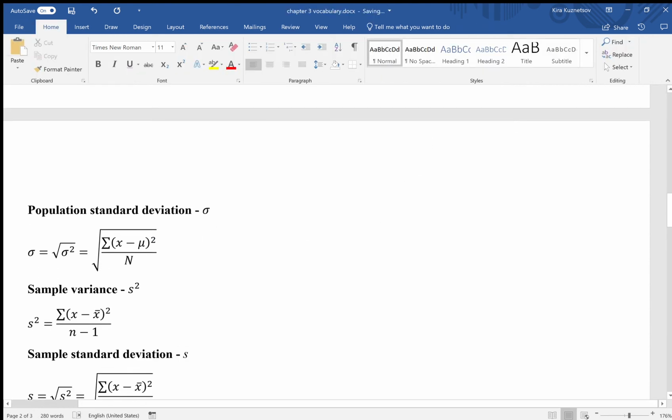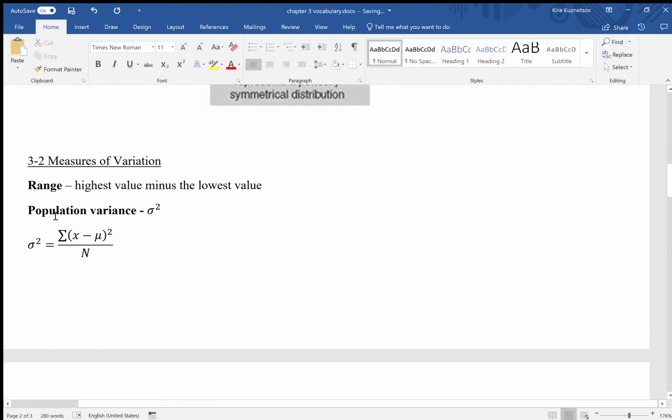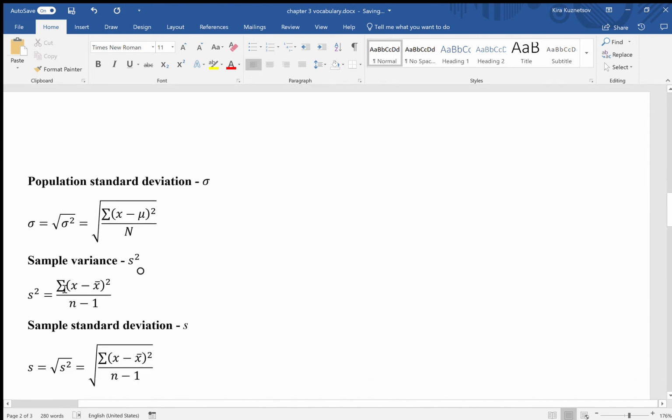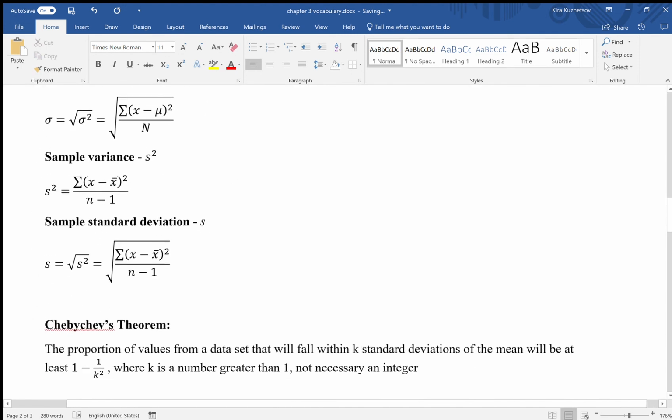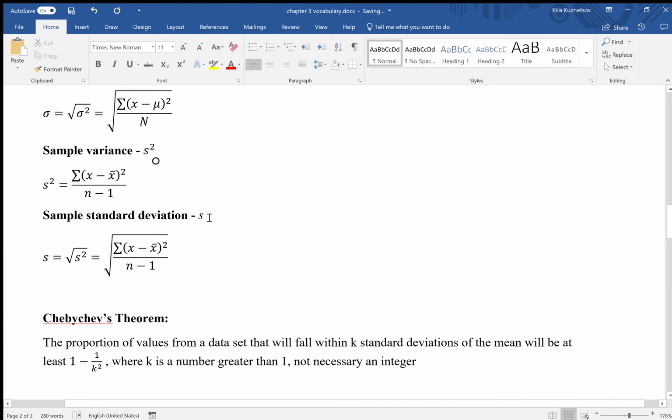All right, so let me review this for a second. Population variance, sigma squared. Sample variance, S squared. Population standard deviation, sigma. Sample standard deviation, S.